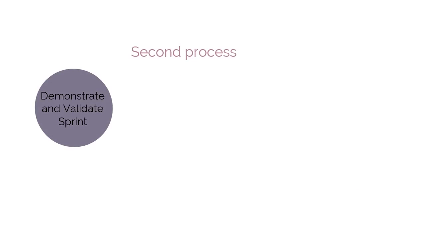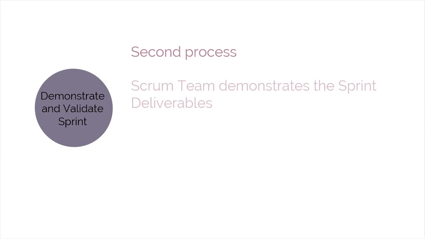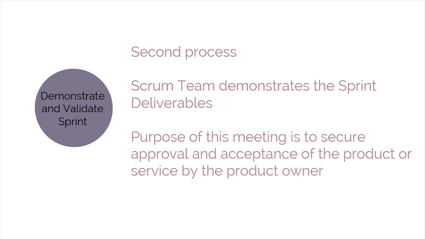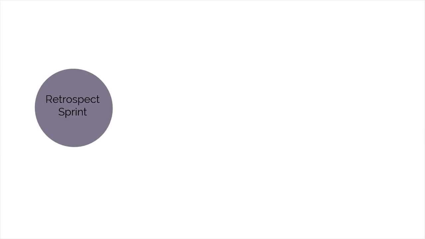The second process is demonstrate and validate sprint. In this process, the Scrum team demonstrates the sprint deliverables to the product owner and to the relevant stakeholders in a sprint review meeting. The purpose of this meeting is to secure approval and acceptance of the product or service by the product owner. The last process performed in the review and retrospect phase is retrospect sprint.